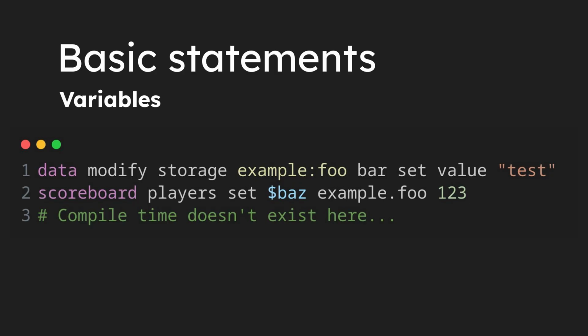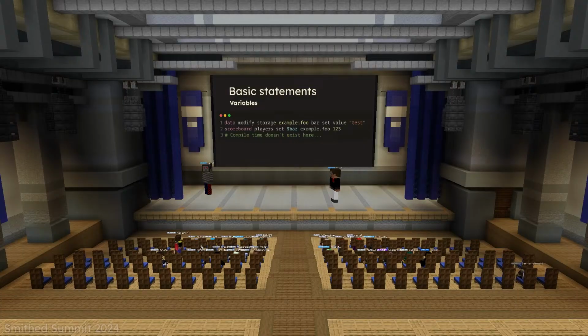And so now we can see what these have generated. The storage variable has generated this data modify command here, and you can see it set bar to the value test. And the same goes for this scoreboard variable. It set $baz to 123. This is exactly what you would expect from reading that code.